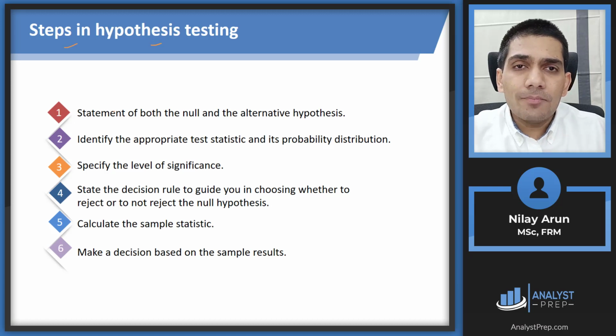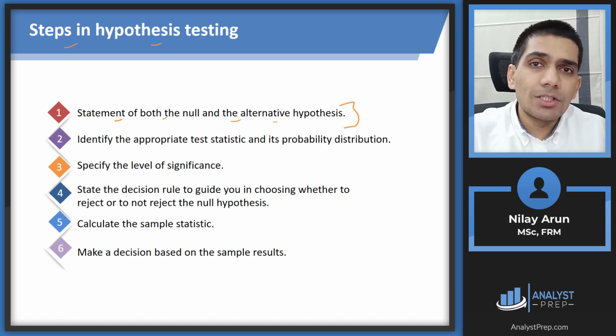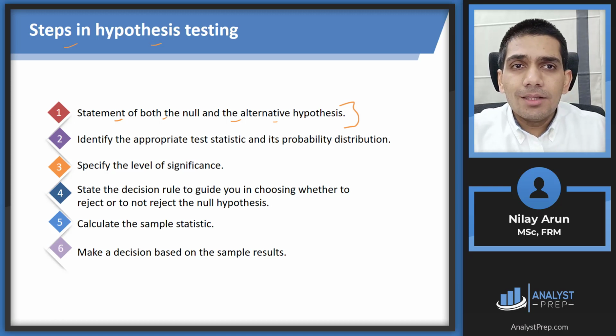The first one is statement of both the null and the alternative hypothesis. Now this is a step that is extremely important because if you get the first step wrong, your entire question is going to be wrong. And this step is actually not that tough. A lot of people do get confused with null and alternative hypothesis. There are some basic rules to remember while creating null and alternative hypothesis, and you'll be good to go with this.